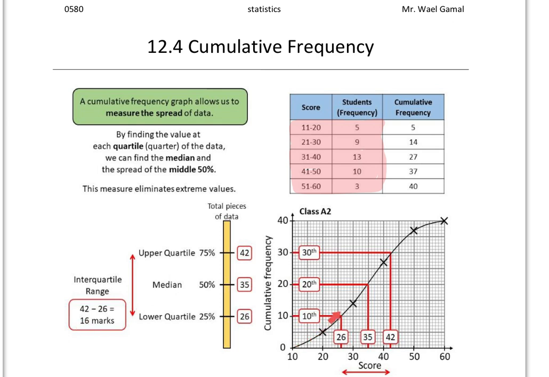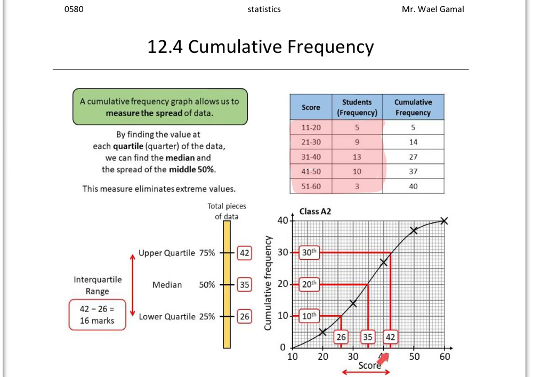And from this cumulative frequency curve, you can find how many students less than 40. Start from 40, then go up till you reach the curve, then find the corresponding value on the y-axis. For example, less than 40, this value is about 27. So 27 students less than 40.